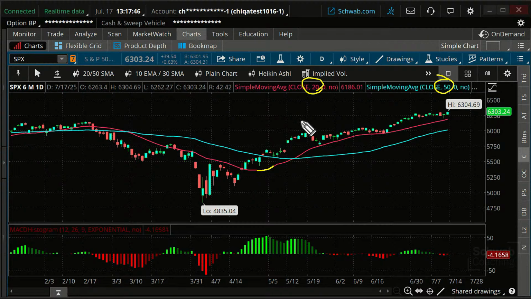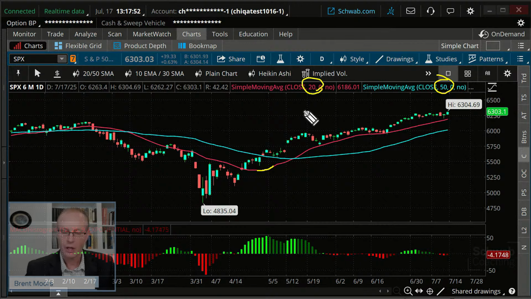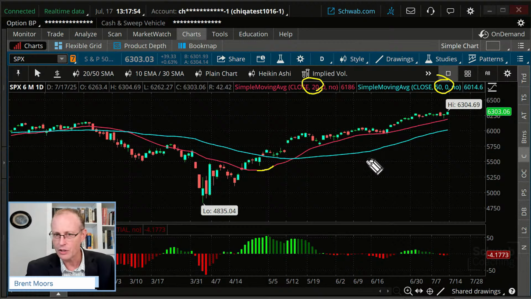By the way, if you're ever watching a webcast and Cam is teaching or someone else is teaching, and you're going, oh, what are those moving averages? A lot of times you can just look at the top of the page. If you can see it well enough, you can kind of spy it right there and see what it says up there. Anyway, I have a 20-day and a 50-day moving average.